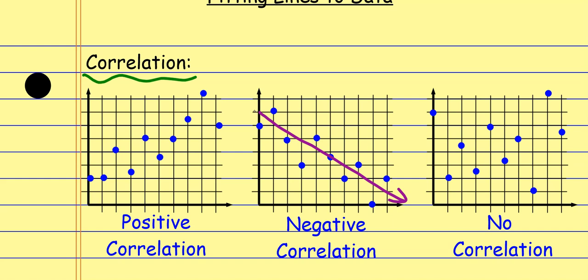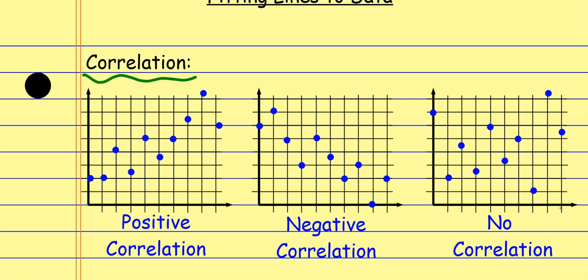No correlation just means that there's not really a pattern here. If I try to draw a line and ask myself, is that line a good estimate of those points? Well, not really. They're all over the place. If I draw this line, is it a good estimate? It's about as good as the other one, but still not very good. Is this line a good estimate? No, not really, but it's about as good as the other one. There's no line that gives me a good estimate of the points, so we say there's no correlation here.